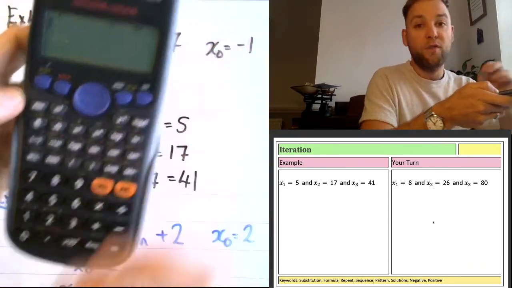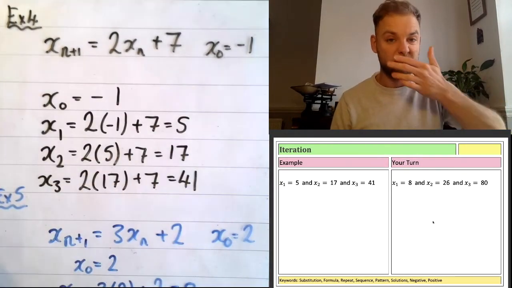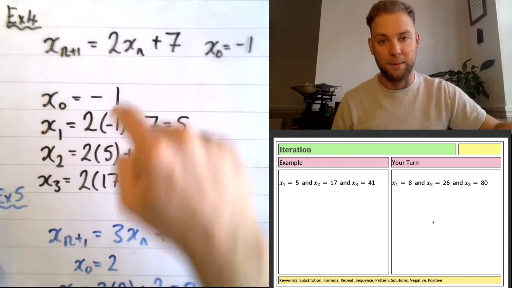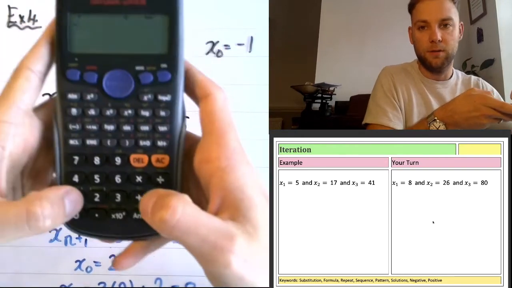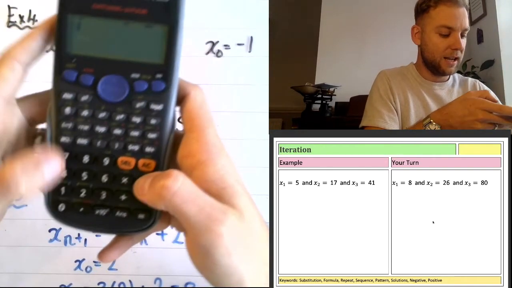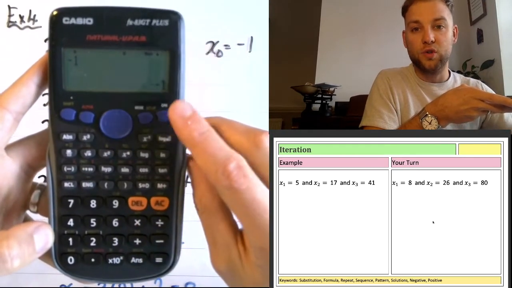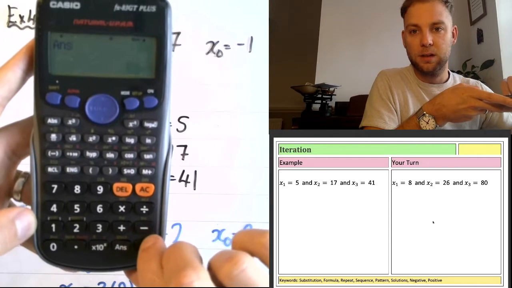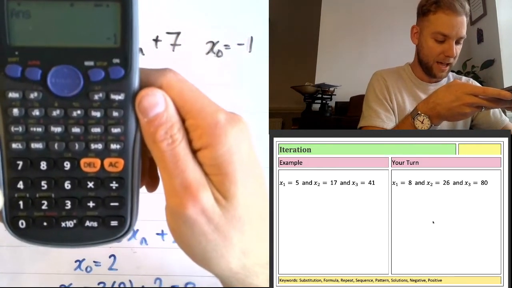Now, first of all, let's say I was doing this one. Using the method I'm about to use, the first thing I need to do is store -1 in my calculator, okay? So here I write -1, and I press equals. Now that stores it into the calculator, okay? So if I press answer now, answer will come up with -1. It's stored the answer as -1, okay?